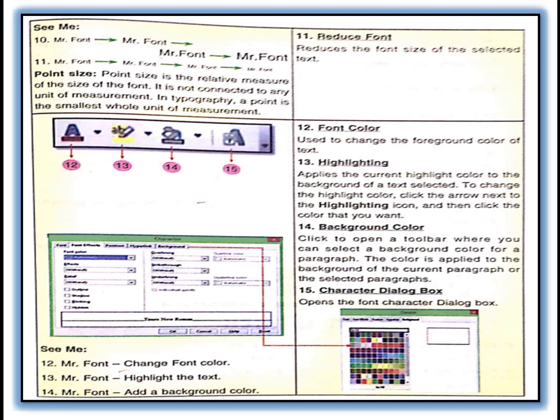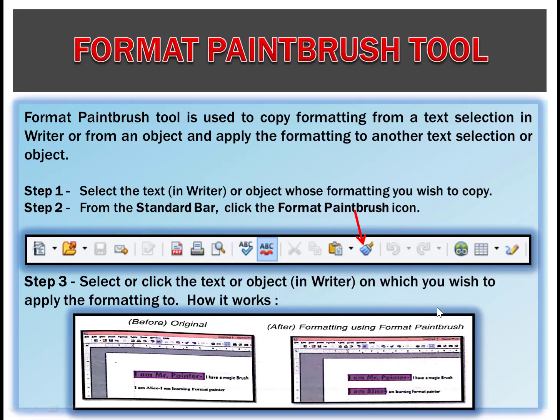This is the Character dialog box. By clicking on this, your Character dialog box will open. Format paintbrush tool. The Format paintbrush tool is used to copy formatting from a text selection in Writer or from an object and apply the same formatting to another text selection or an object.